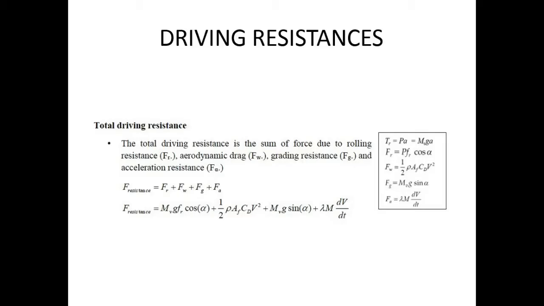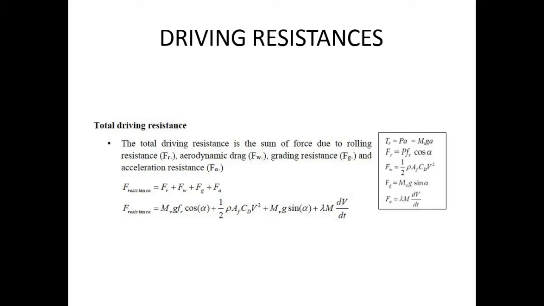Because when a vehicle goes up or down a slope, its weight produces a component which is always directed downward. Whenever the vehicle is climbing, moving upwards, this force component opposes the forward motion. When the vehicle goes down the grade, this force component helps the vehicle motion. Here MV is the mass of the vehicle, g is the acceleration constant, and alpha is the road angle.